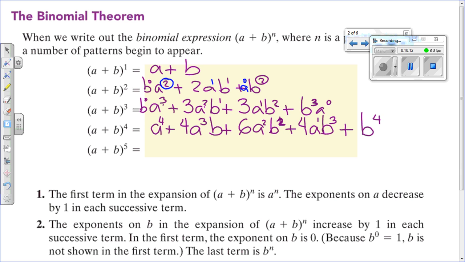What else can we tell if we add the powers of the two variables per term? 2 plus 1, 1 plus 2, 3 plus 0. You get the degree, right? The power of the expansion. Same thing here. 1 plus 3 is 4.